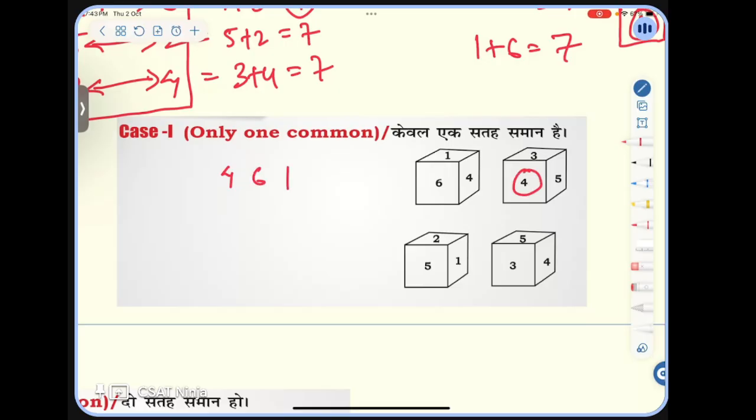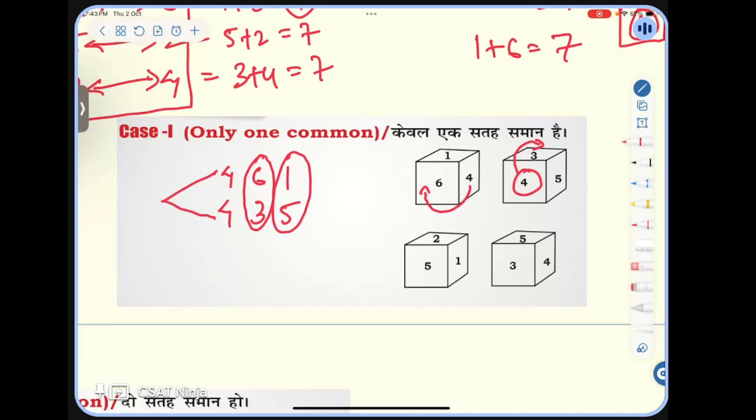Even for this case, I'll start with 4. But remember, if you are writing it clockwise, you write this one in a clockwise direction too. So 4, 3, 5. Looking at this, these two are opposite to each other. That means 1 is opposite to 5. Again, these two are opposite to each other. 6 is opposite to 3.